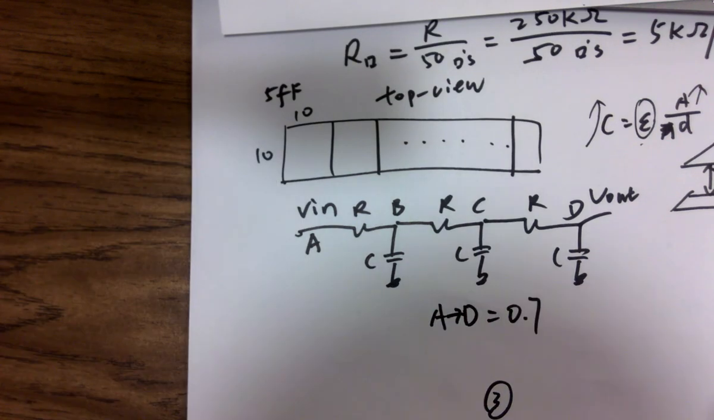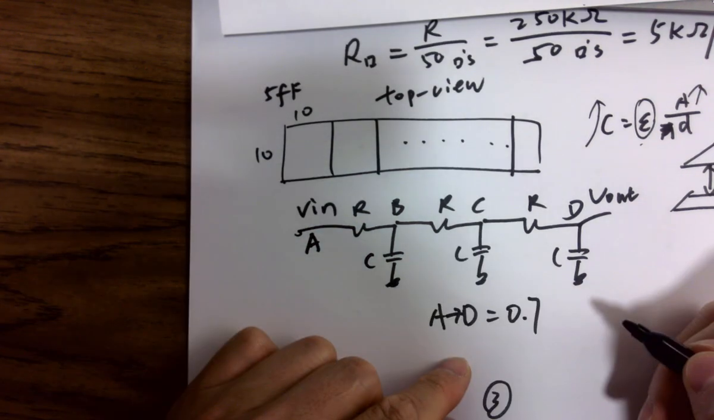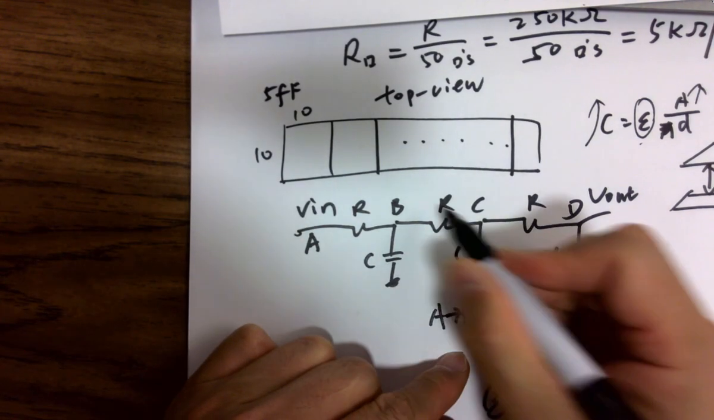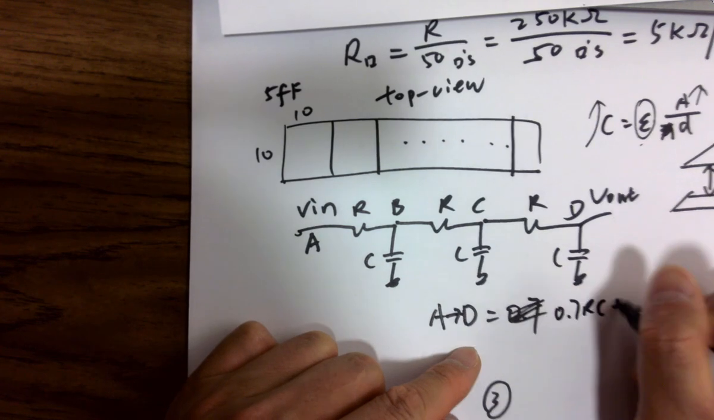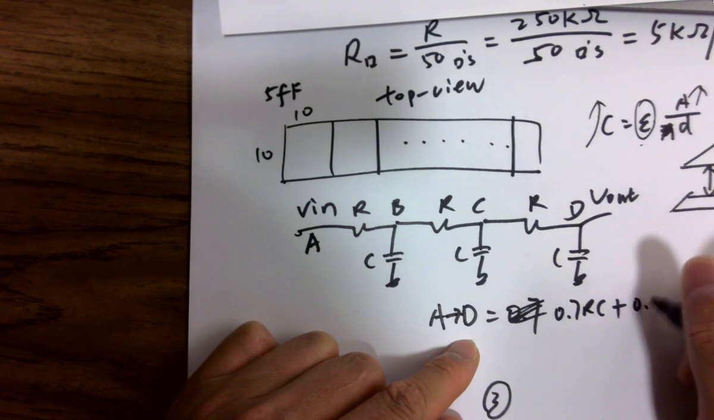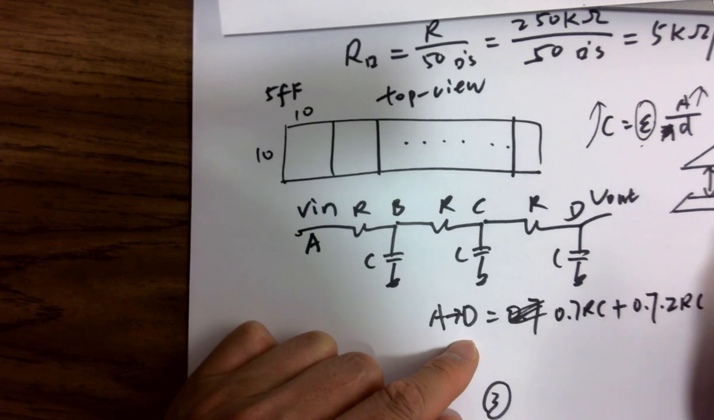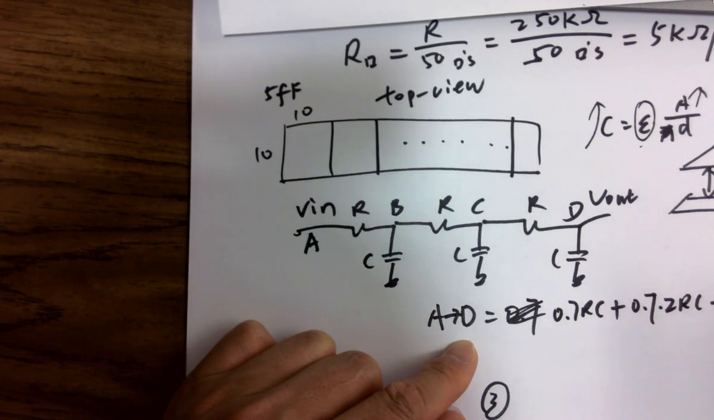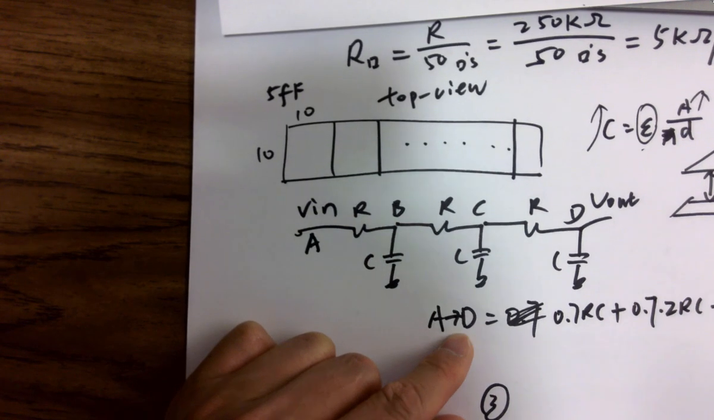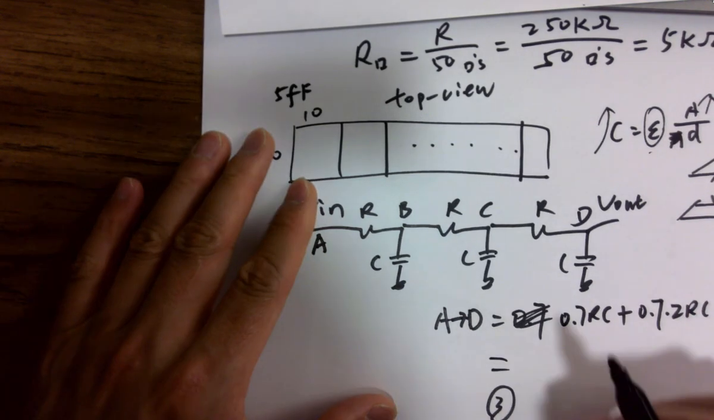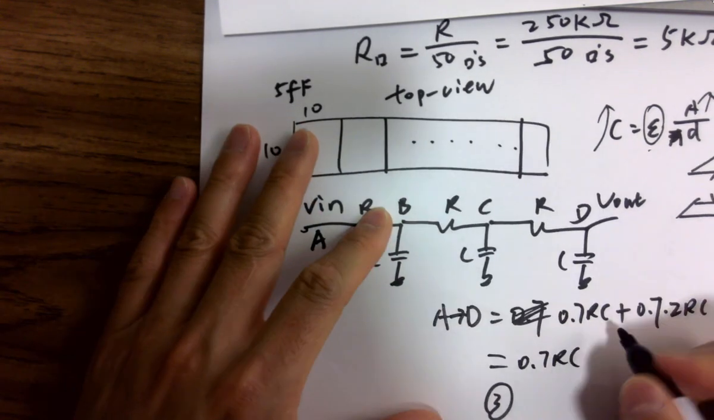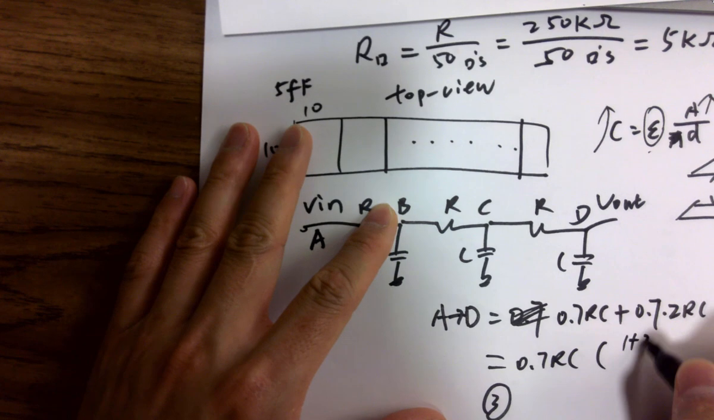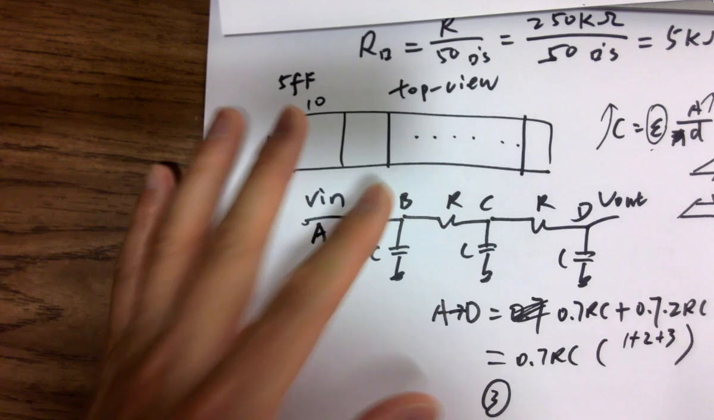No, actually all of the contributions have to be added together, right? It's going to be 0.7 RC plus 0.7 times 2 RC plus 0.7 times 3 RC. And this becomes 0.7 RC times 1 plus 2 plus 3, okay?